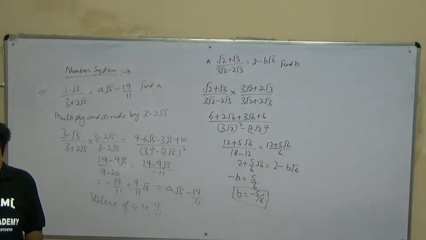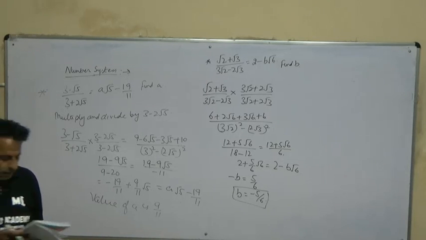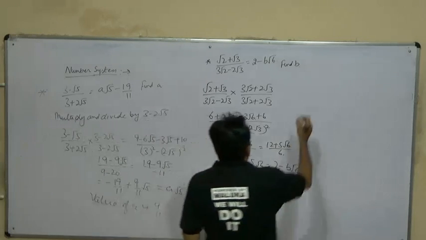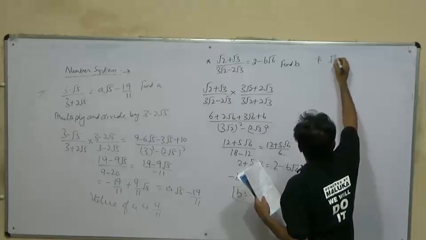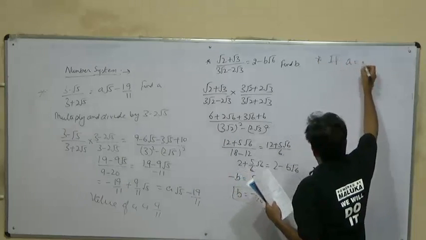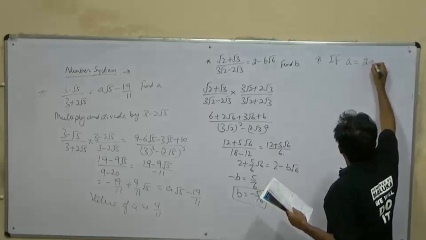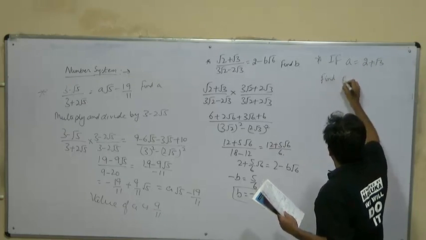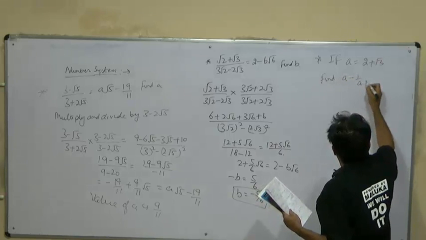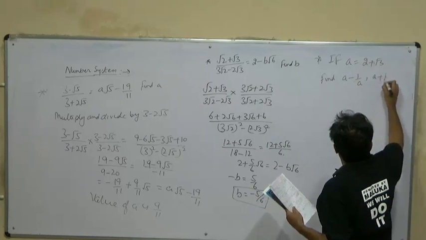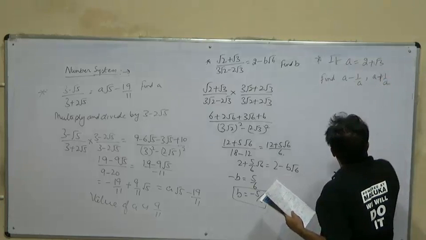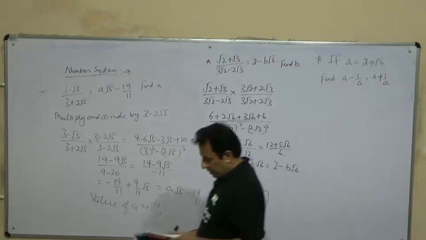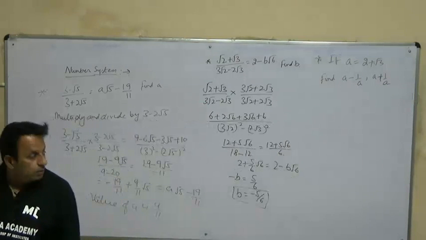Then we are given a question of another type. We are given a. If a is equal to 2 plus √3, what do we have to find? Find a minus 1 by a plus 1 by a. So we have to find the value of both of these. So what will be the value of this?